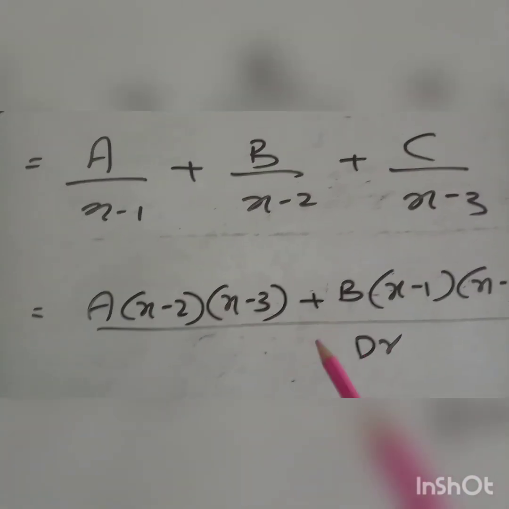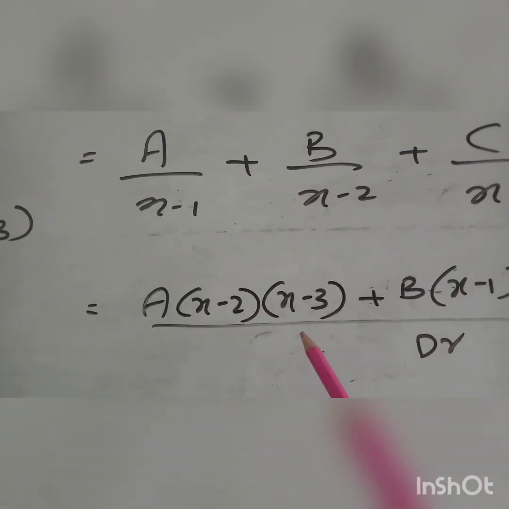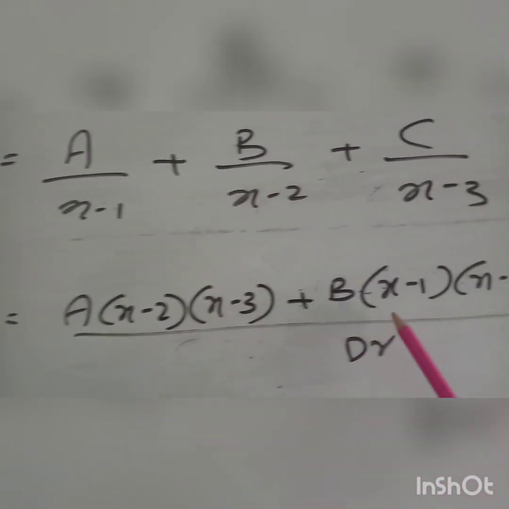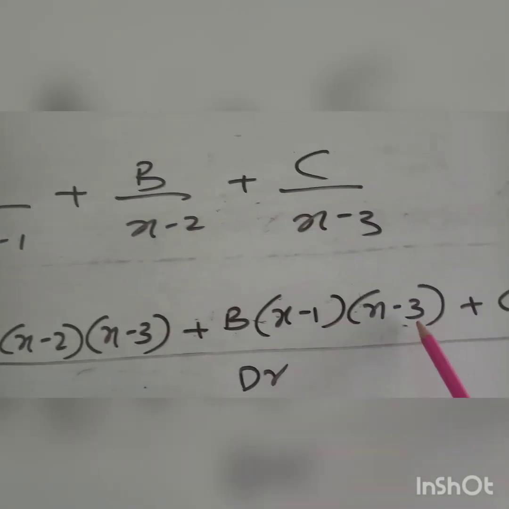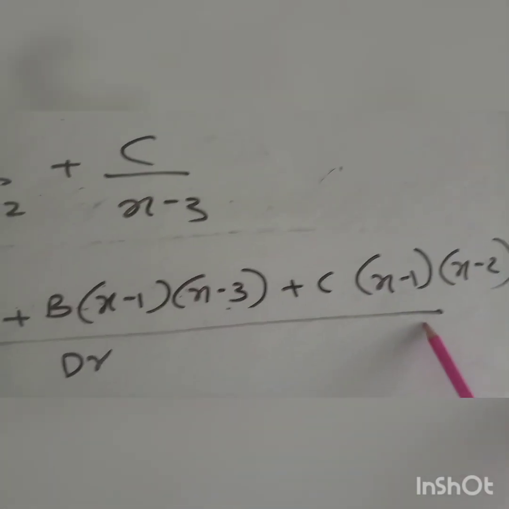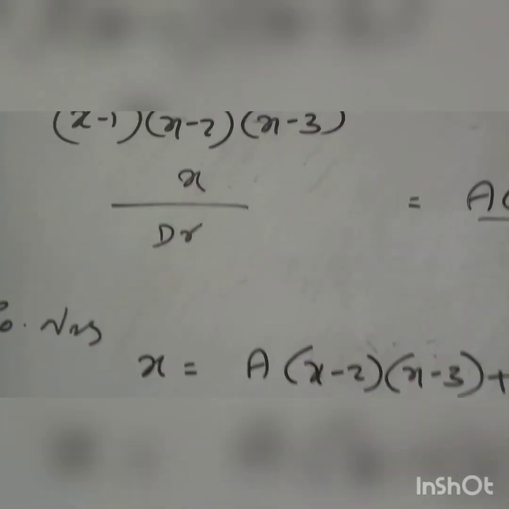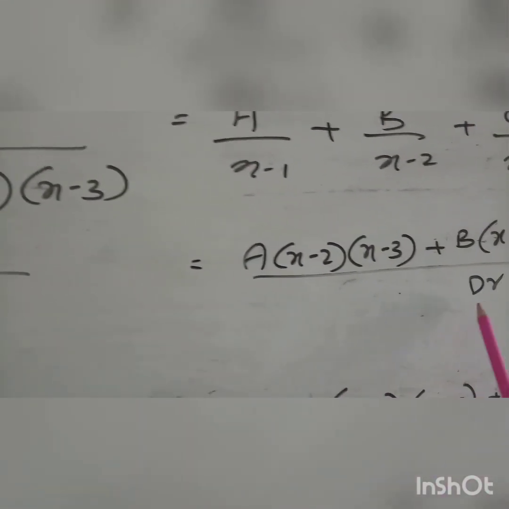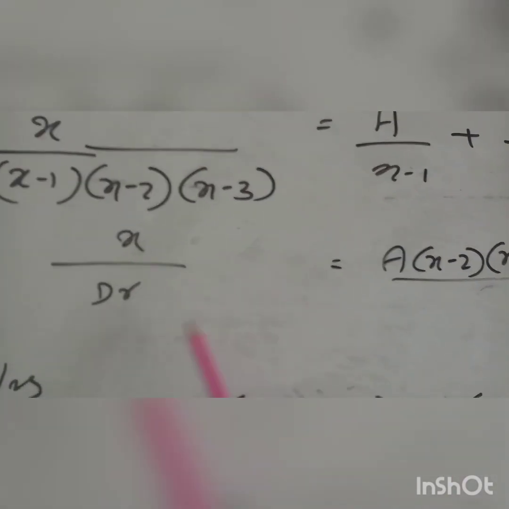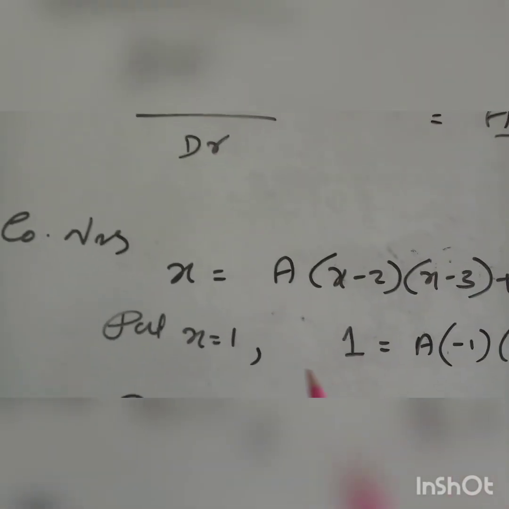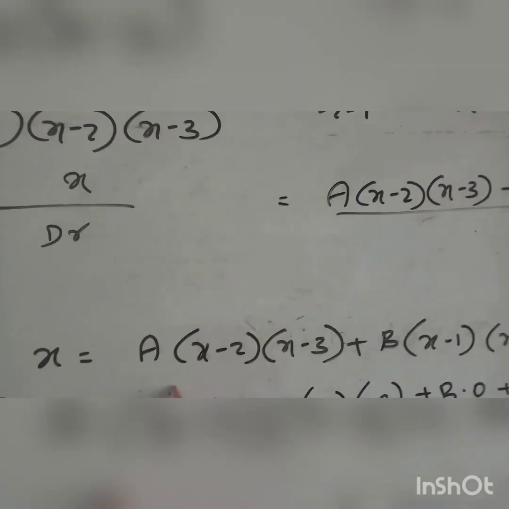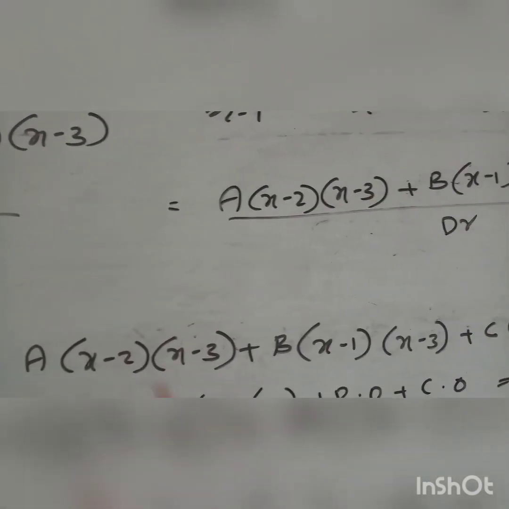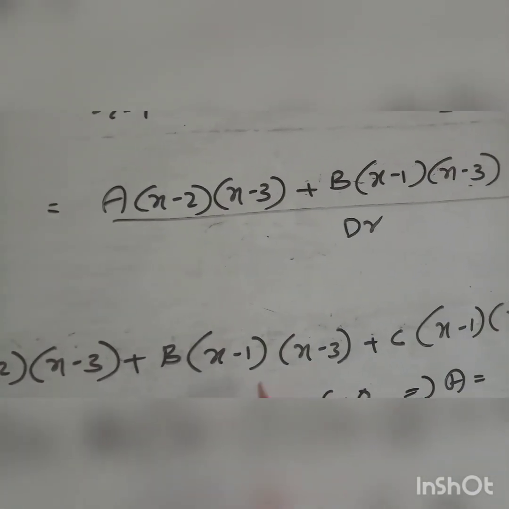Taking the LCM on the right hand side: a into (x minus 2)(x minus 3), b into (x minus 1)(x minus 3), plus c into (x minus 1)(x minus 2), and you compare these two expressions, the expression on the left side and right side. Both denominators are the same, so you can compare the numerators. x is equal to a into (x minus 2)(x minus 3) plus b into (x minus 1)(x minus 3) plus c into (x minus 1)(x minus 2).